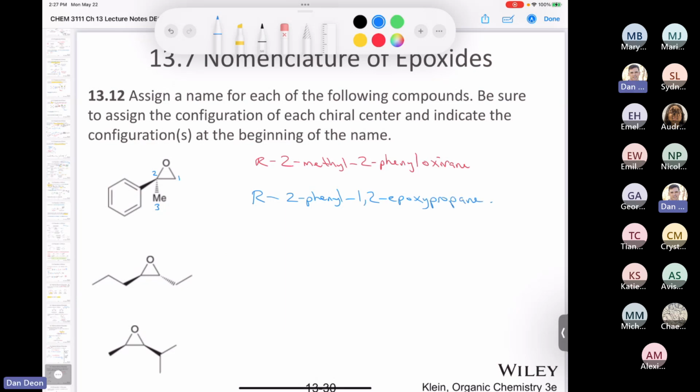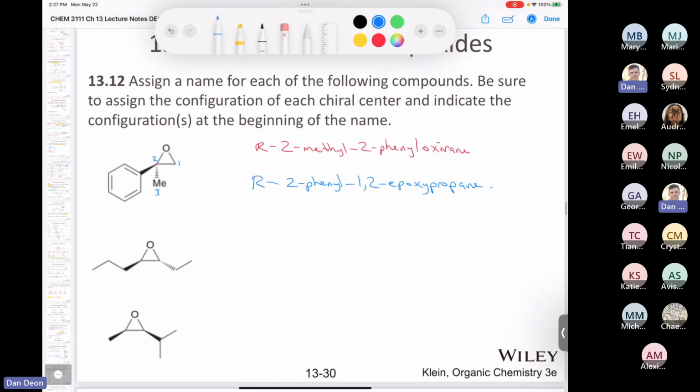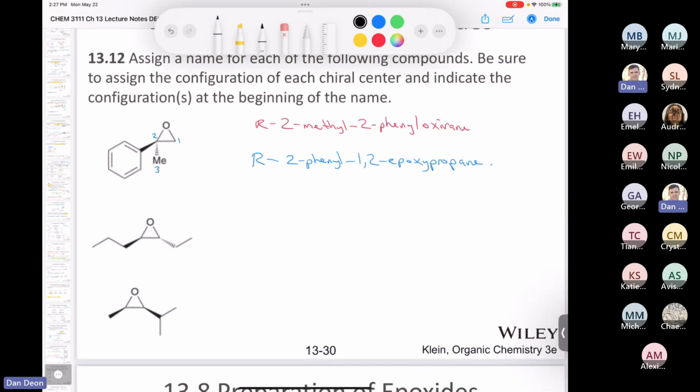There you go. So some of your homework then for next lecture, I'd like you to try to name both of these using the oxirane method and the epoxy method. And we'll do this on, what's today, Monday? So we'll do it on Wednesday. All right, so something to look forward to. Give those a shot yourself, and then we'll come back and try them on Wednesday. So there you go. There's a little bit about epoxide nomenclature.